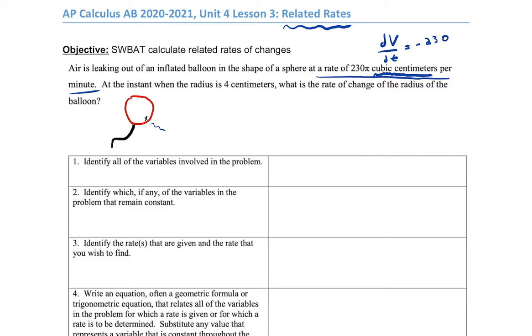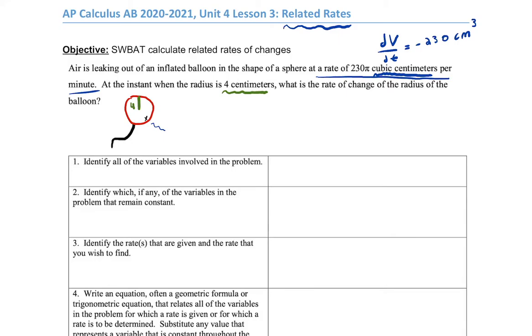Right? So all I'm saying there is for an infinitesimally small change in time, the instantaneous change in time, volume is changing by 230 centimeters cubed. That's what dV/dt means. It means how much does volume change for a tiny change in time. At the instant when the radius is 4 centimeters, so I'm going to draw this in my picture here. When the radius is 4 centimeters, what is the rate of change of the radius?